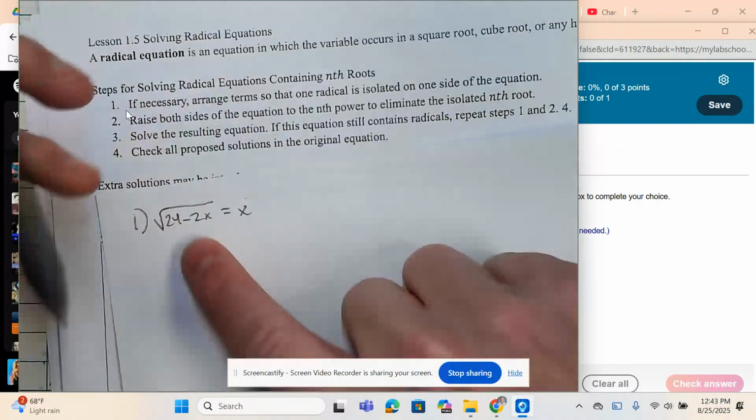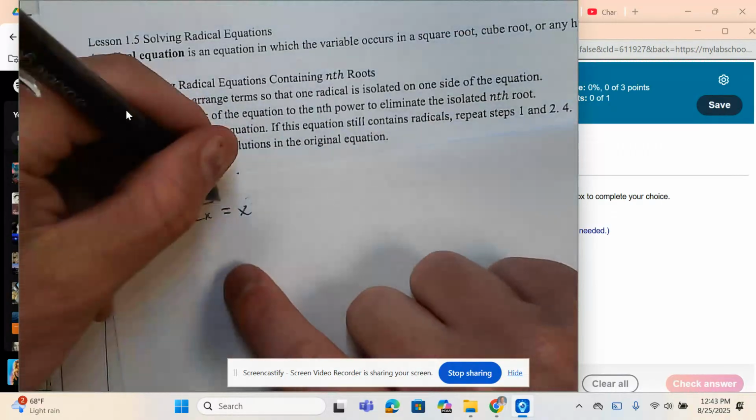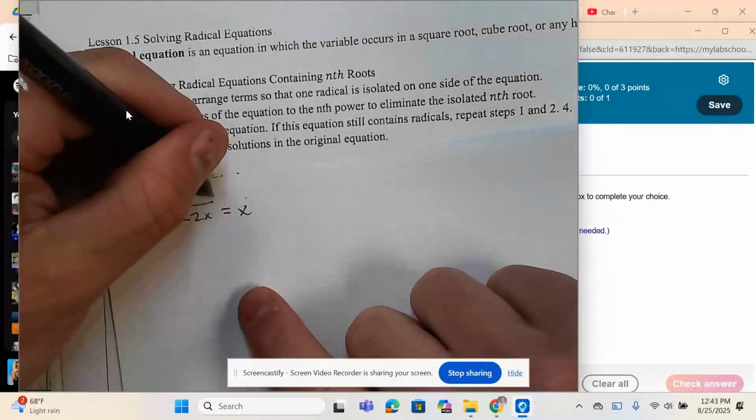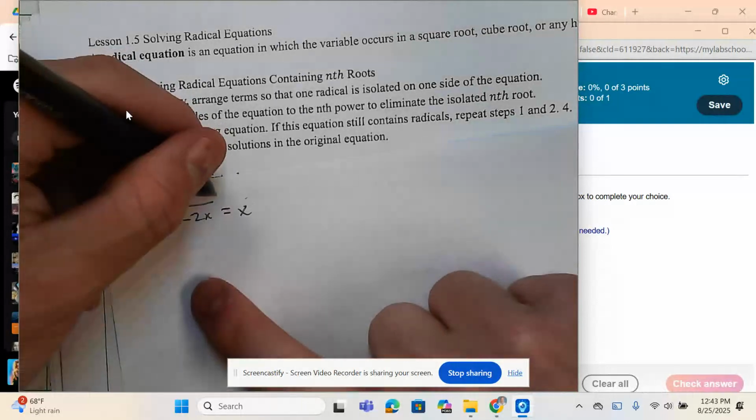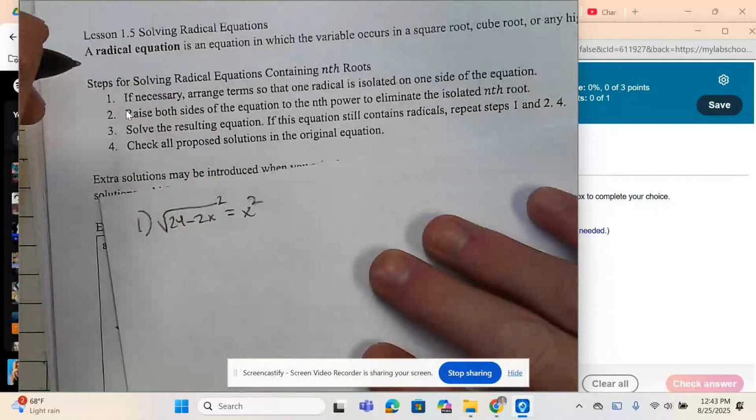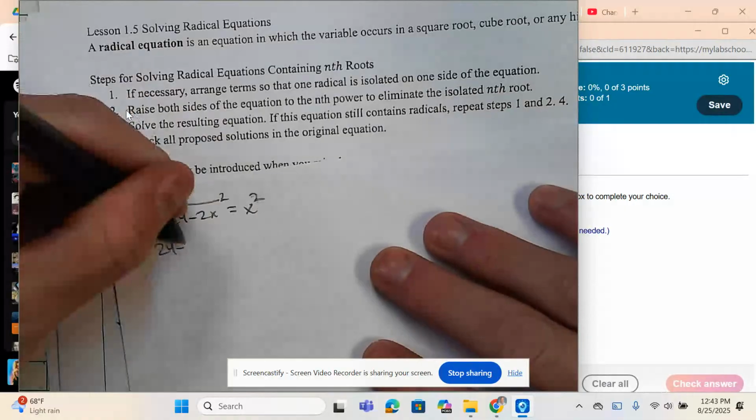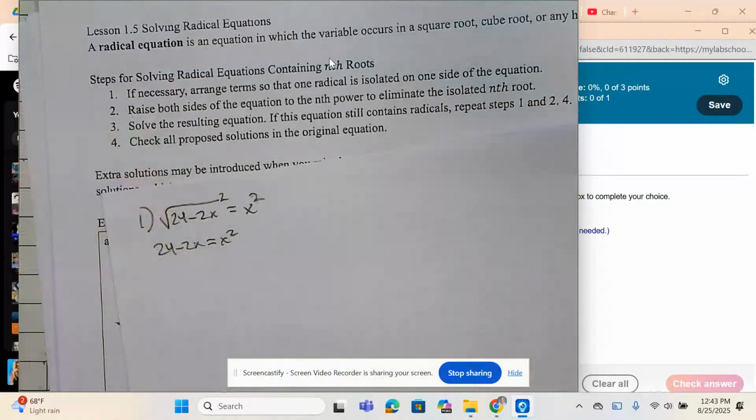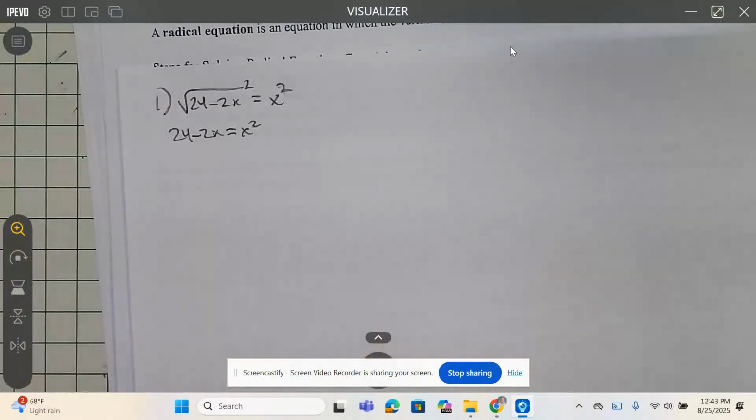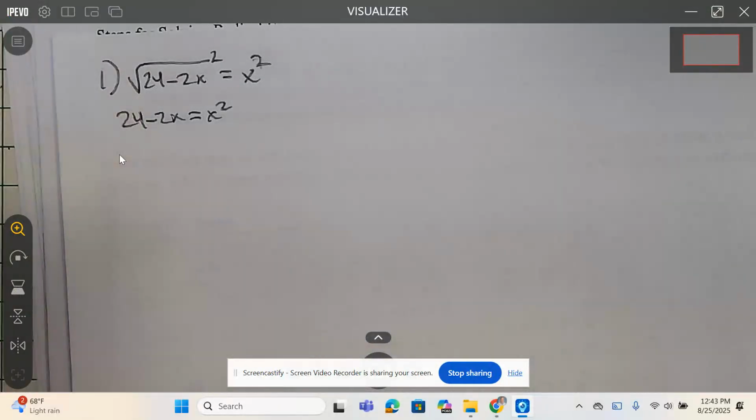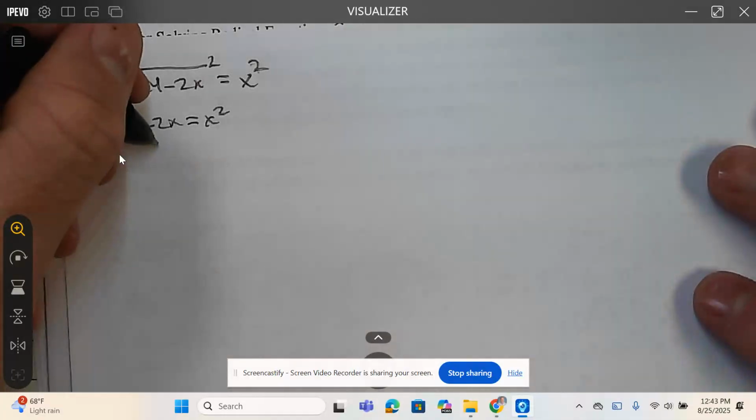What do you do first? You got the square root isolated. So what can I do to both sides? How do I get rid of the square root? Nope. Square it. So square both sides. And then what do we want to do? Make it equal 0. Good job, Ruthie.